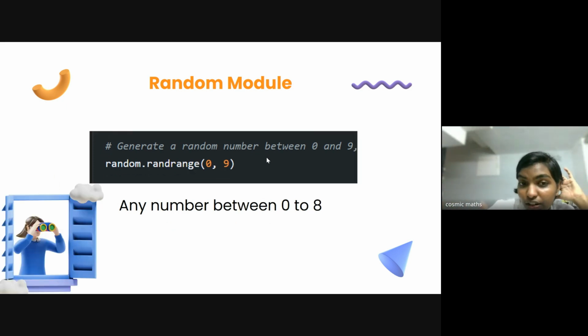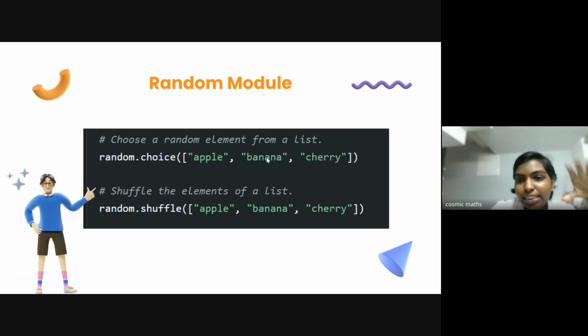There's another thing called randrange. This is similar to range. It will go from 0 to 8, which is top minus 1. So it is 0, 1, 2, 3, 4, 5, 6, 7, 8. It will not include 9.